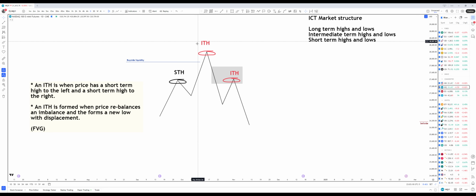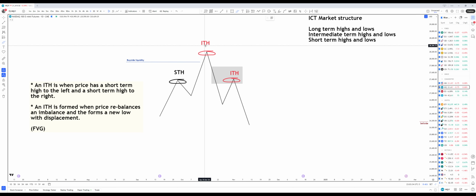All right, so we have a high, a short. Basically this looks like a head and shoulders, but it's not. The formation is like this. It's a very strong formation. If you get this with displacement, it's very nice.